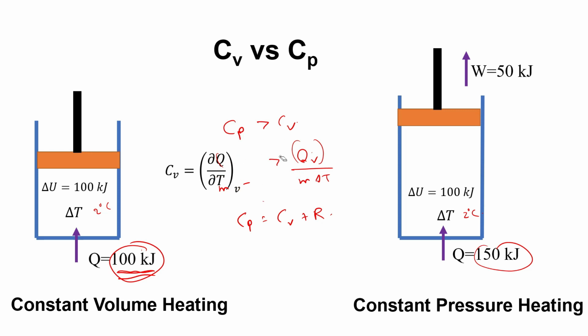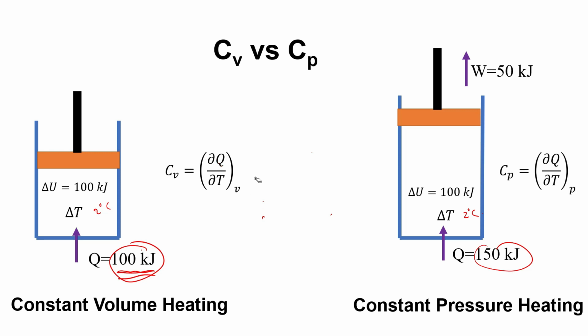In another way, you can write Cv is equal to ∂Q by ∂T at constant volume, and Cp is equal to ∂Q by ∂T at constant pressure. So this is another formula you can use per unit mass.